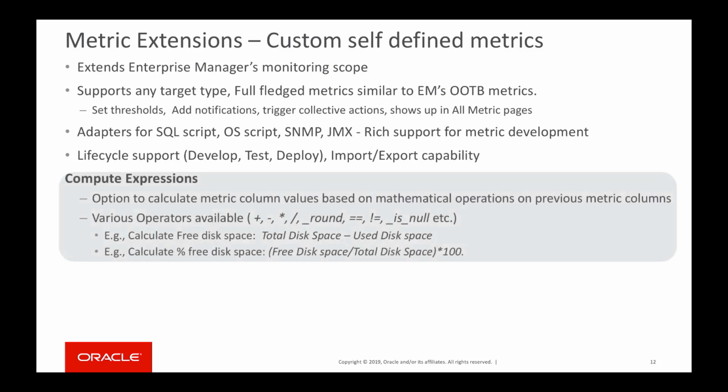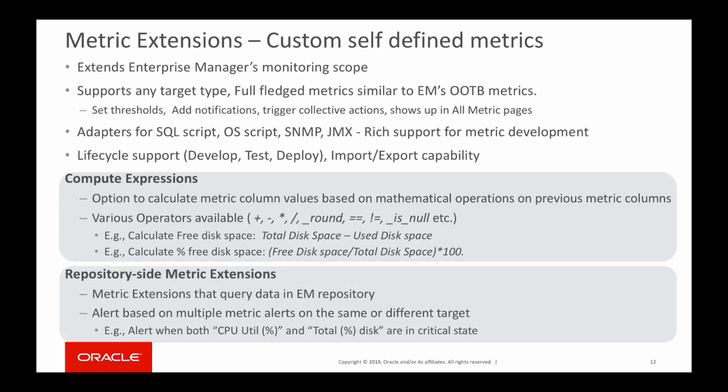Some cool features. Metric extension has an option to calculate a metric column value based on a mathematical operation between columns of the same metric extension. The example for this is that you can get free disk space by calculating the difference of two column values, total disk space and used disk space. There are many operators available for this calculation, not only standard arithmetic operators such as plus, minus, multiply, or divide, but it also supports programmatic expressions.